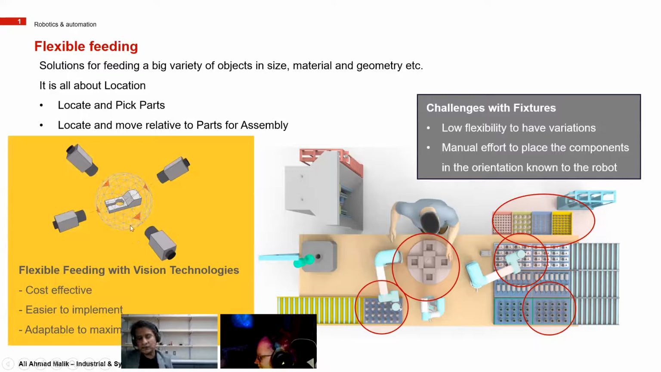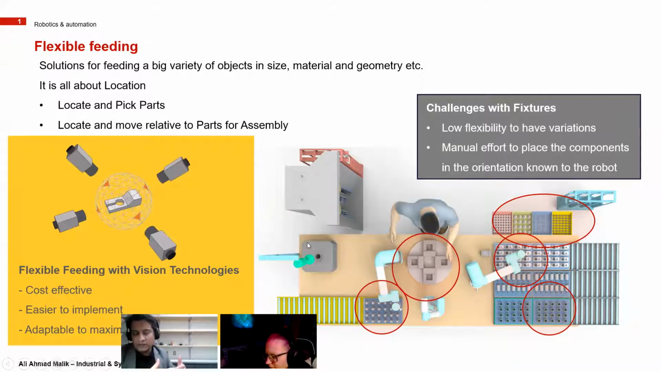And if you can have some vision systems or cameras that can detect the location and orientation of components, then they are relatively cost effective as compared to those mechanical fixtures or mechanical bowl feeders. They are easier to implement and they are adaptable to many different parts. But I will discuss it later. So there are some benefits of using these vision-based feeding techniques.